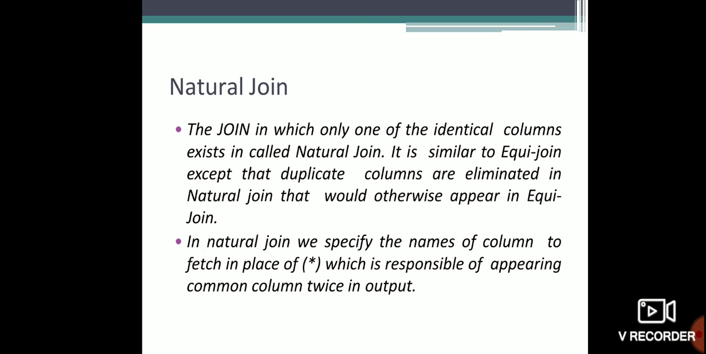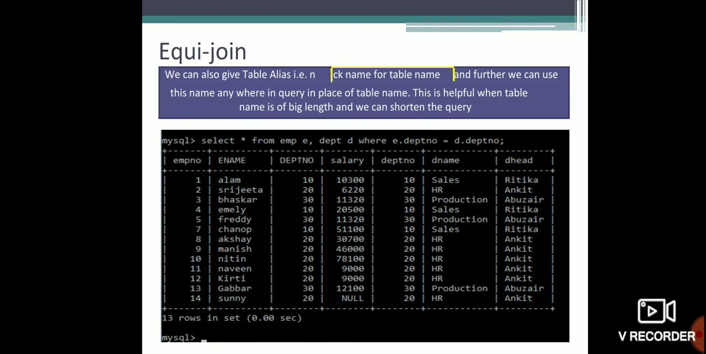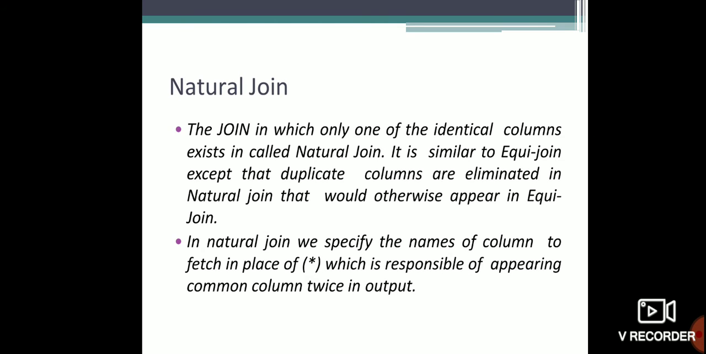Next is natural join. The next joining part is natural join. The join in which only one of the identical columns exists is called natural join. It is similar to equijoin, except that duplicate columns that would otherwise appear in equijoin are eliminated in natural join. Only one difference is there. In equijoin duplicate columns are mentioned, like if I join two tables, the department number is mentioned 2 times, but in natural join the duplicacy will be removed. Only one time the department number will be shown.